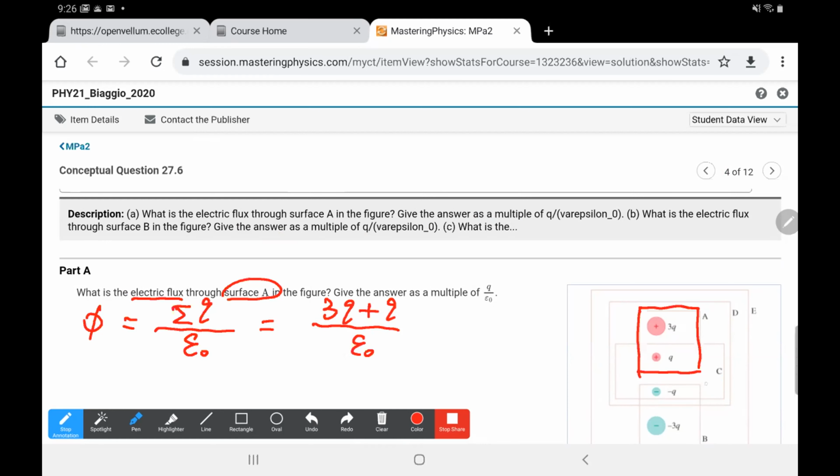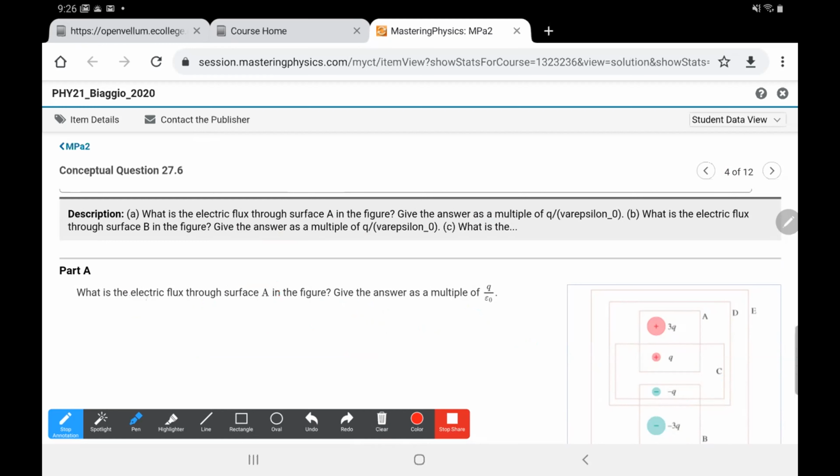We don't count the charges outside the surface A. So we don't count the minus Q or the minus 3Q, because these two charges are on the outside of the surface A. So the result will be 4Q over epsilon naught. If you have any questions, you can stop me. Then let's move to the surface B.